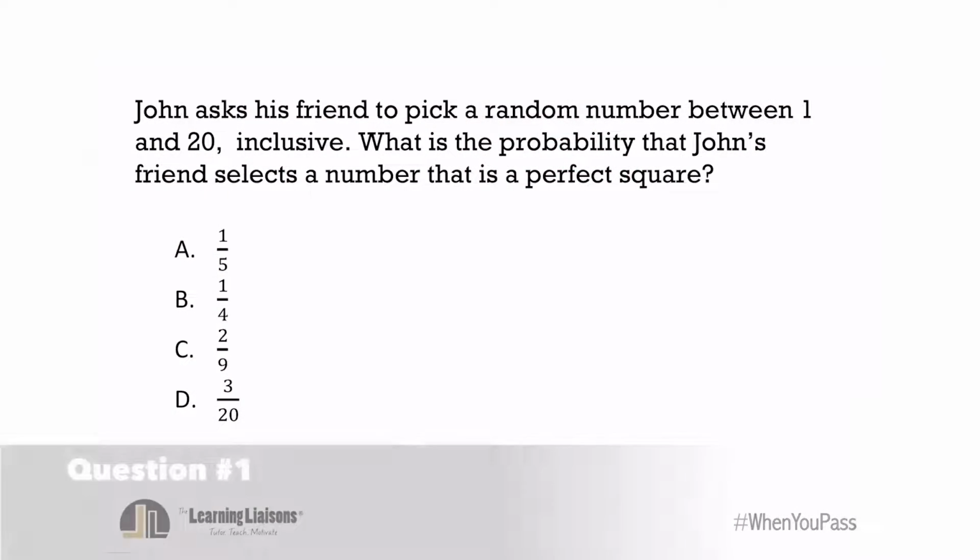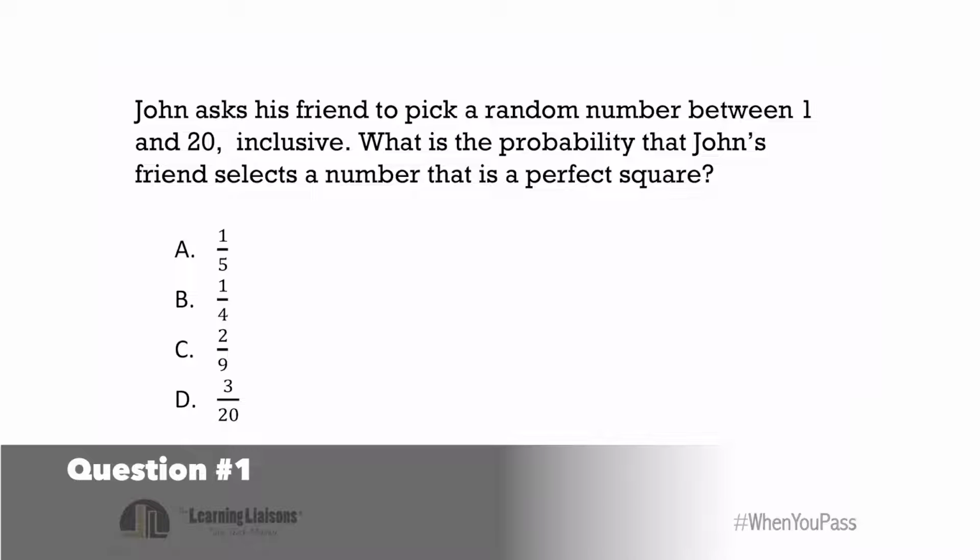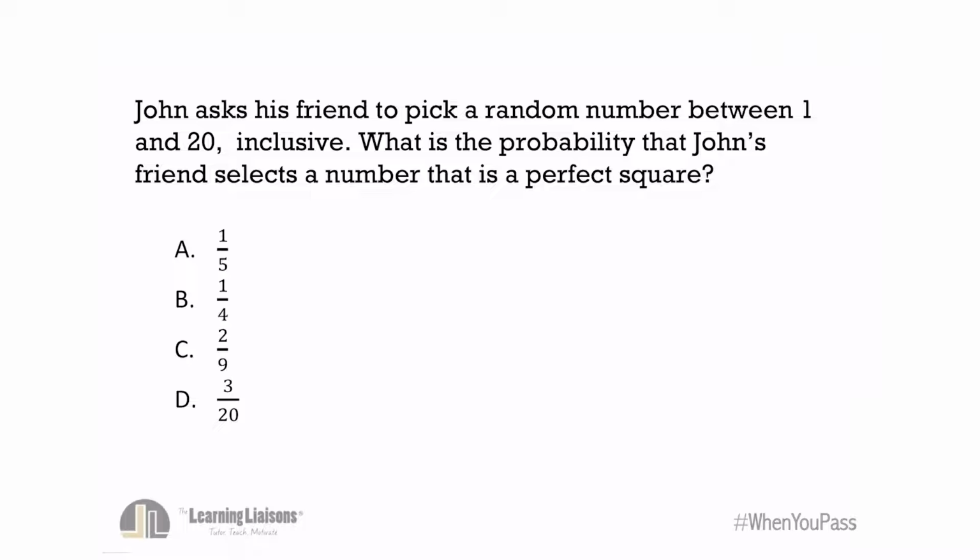John asks his friend to pick a random number between 1 and 20 inclusive. What is the probability that John's friend selects a number that is a perfect square?